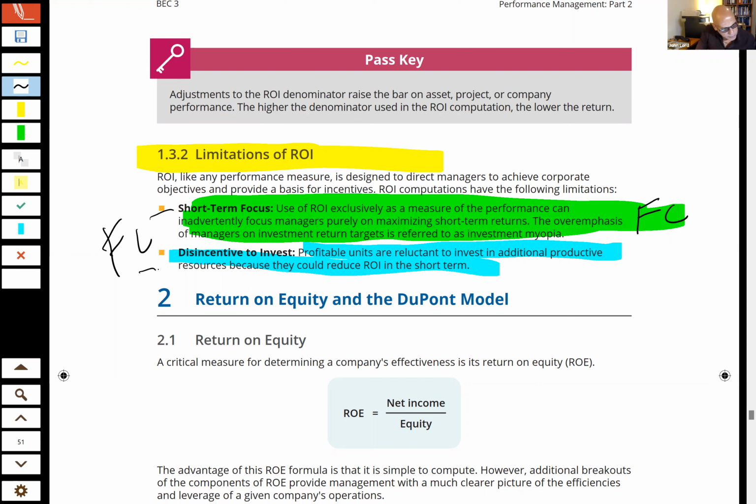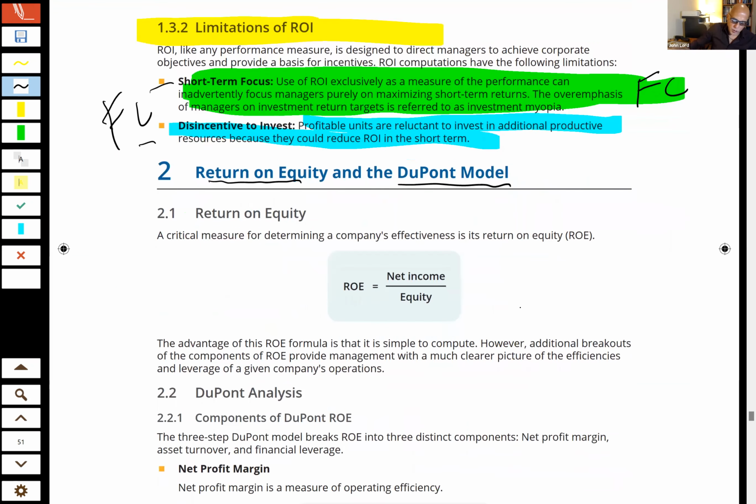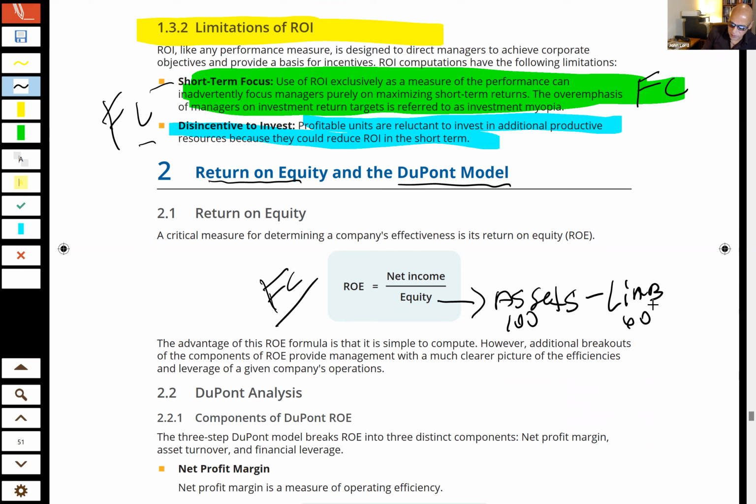Now we start to get into return on equity, and then the DuPont model. Return on equity is pretty easy, guys. I don't have a lot to say there. Equity is whatever our stockholders' equity is: assets minus liabilities. Maybe that's worth noting in case you forgot. Let's just remind ourselves: my assets are 100, my liabilities are 60, my equity is going to be 40. Net income divided by that equity will give us our return on equity.